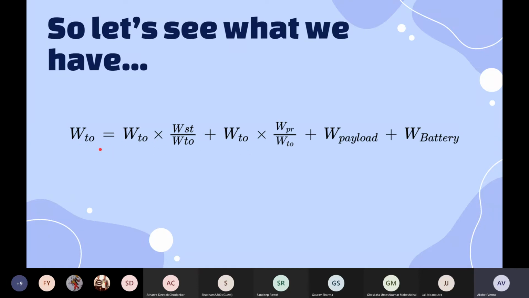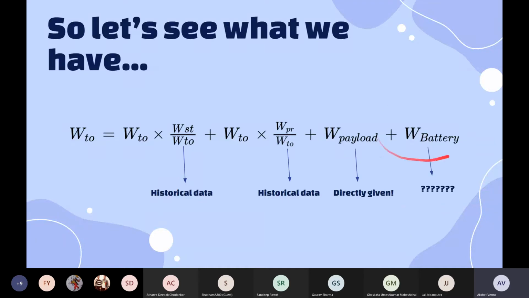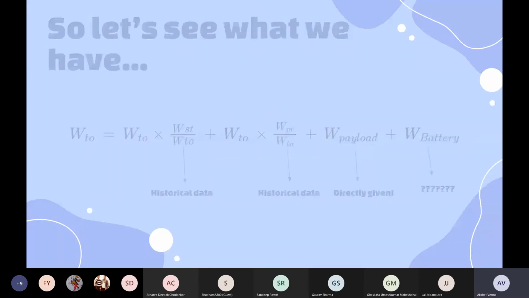Here you can see that the main quantity we want to identify for our aircraft is the total weight of the aircraft. This we will get from the historical database. This is also from the historical database, and this is directly given as a mission objective, as we discussed. So what remains is the weight of the battery. We need to figure out how to calculate the weight of the battery to move further in our weight estimation process. So let's see what weight of battery we need to have.